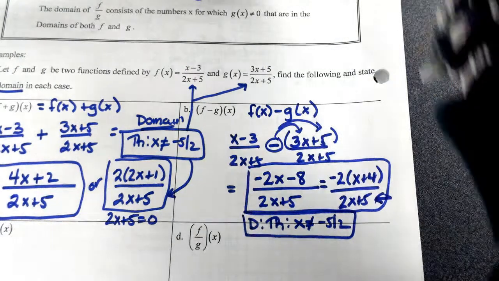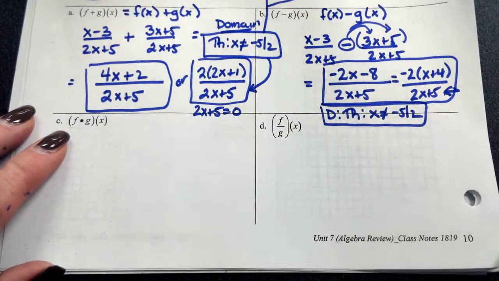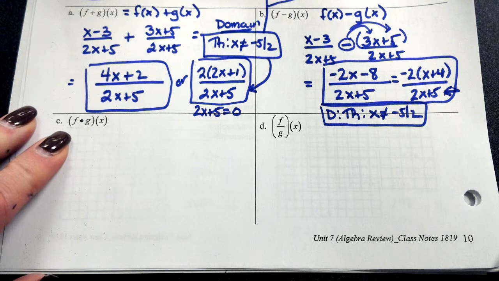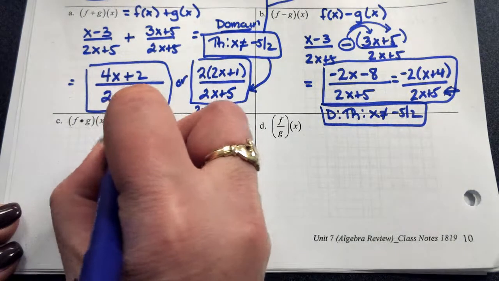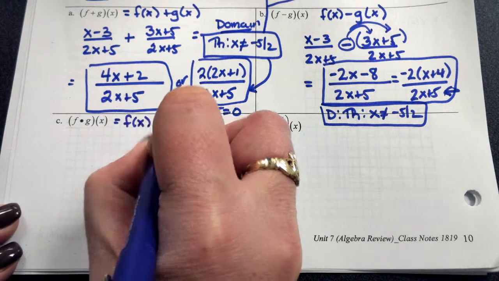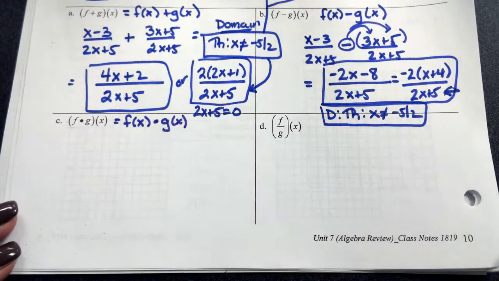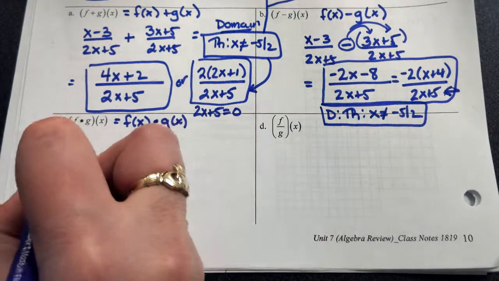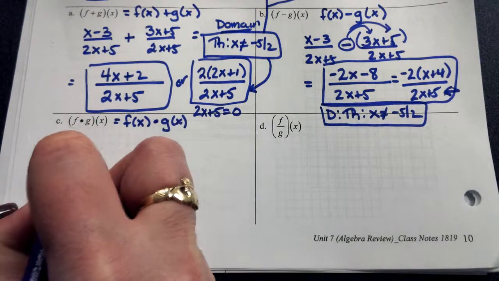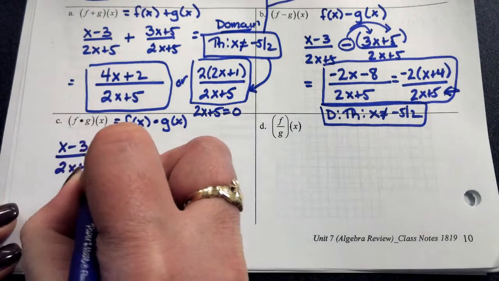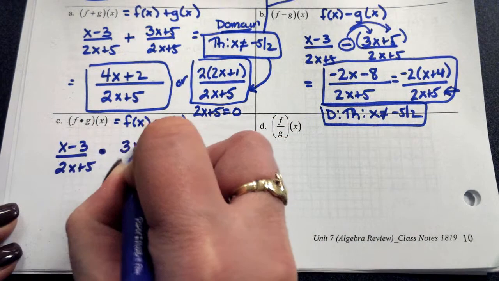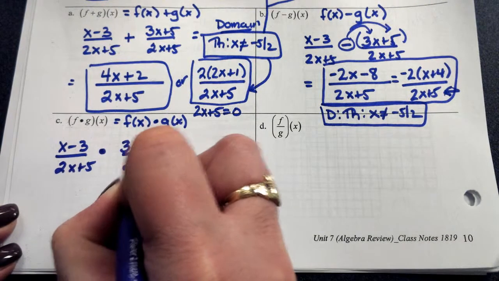So next operation, remember, is you can multiply. You can multiply two fractions together. So again, this is telling you to take f of x and multiply it by g of x. So I'm going to take x minus 3 over 2x plus 5, multiply it by 3x plus 5 over 2x plus 5.